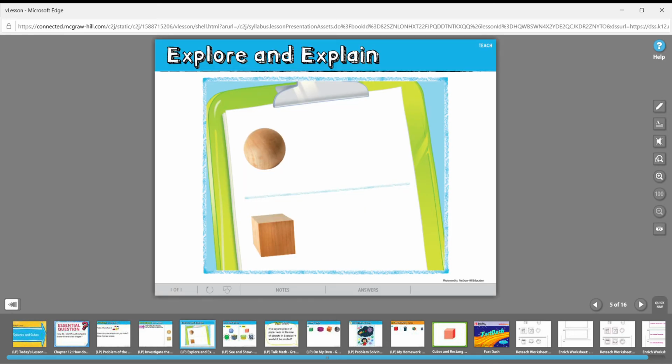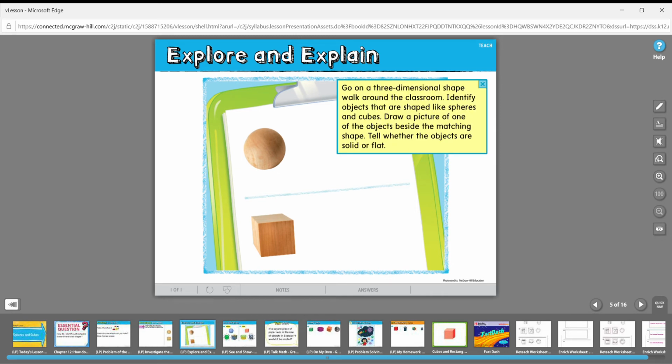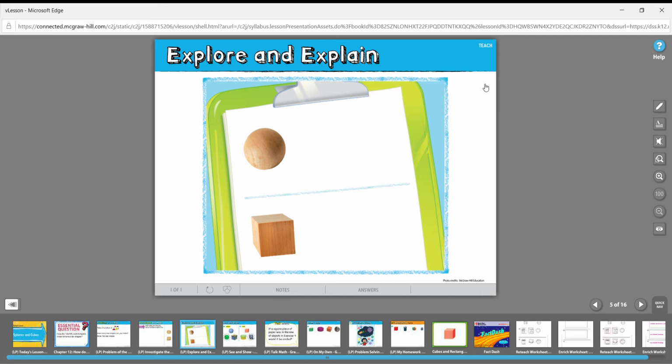So here we have the front of your packet. It says go on a three-dimensional shape walk around the classroom. Well, you are going to go on a three-dimensional shape walk around your house. Identify objects that are shaped like spheres and like cubes. Draw a picture of one of the objects beside the matching shape. Tell whether the objects are solid or flat.